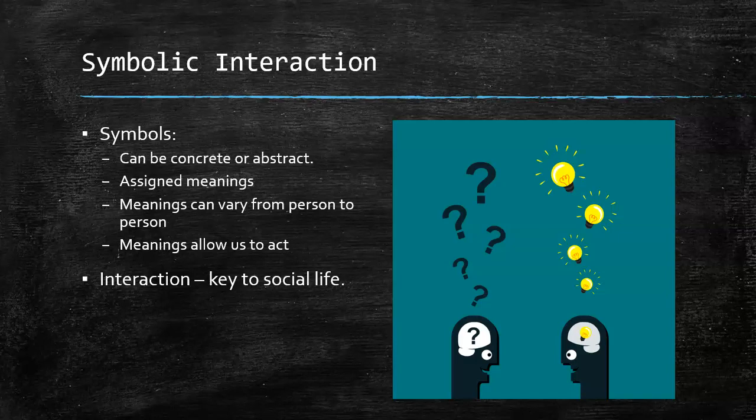So symbols can be anything from physical things that we can touch, like tables and cars and houses and the clothes that we wear. But it can also be very abstract in terms of bigger ideas like justice, freedom. What does greed mean? What does it mean to be able to have sympathy or empathy for another person? Those are more abstract ideas, but we have to give meaning to them.